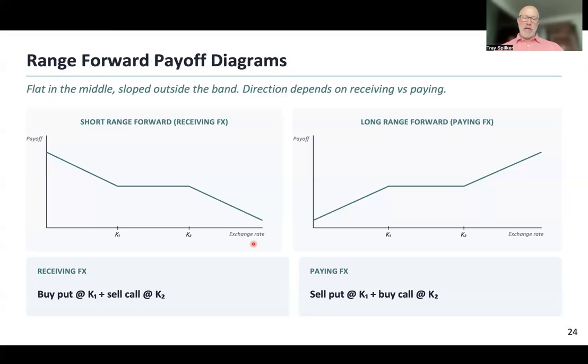So basically, what we're effectively able to do is, when the foreign currency weakens, which is to say the exchange rate falls, our payoff becomes larger because our put starts to kick in. But if the foreign currency rallies above, say, our higher strike price of K2, remember we sold the call option, so we end up losing money as the exchange rate exceeds that strike price of K2.